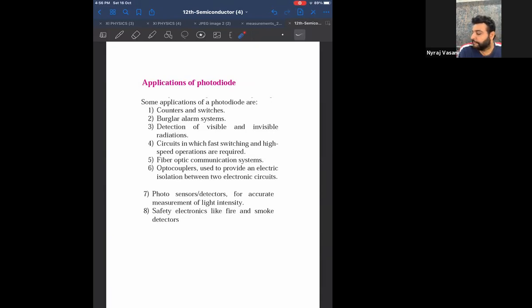Okay. Now there are 8 applications written of photodiode. I want you to write any 3 applications, whichever you feel you can remember. So start writing applications of photodiode and write any 3 applications of photodiode.